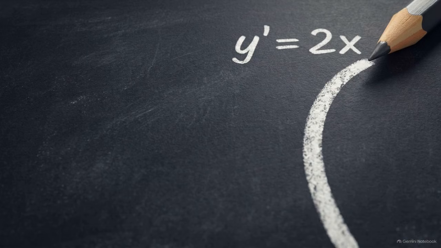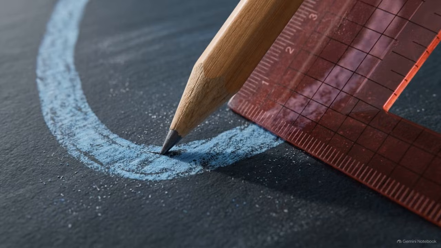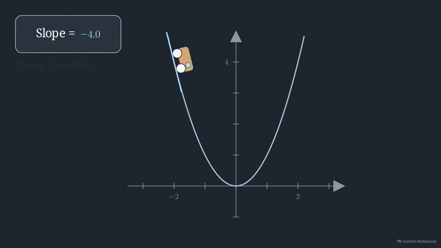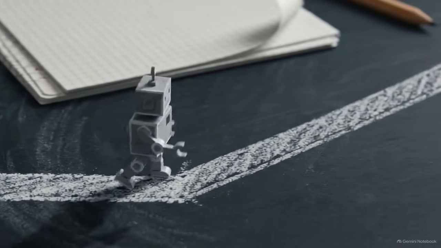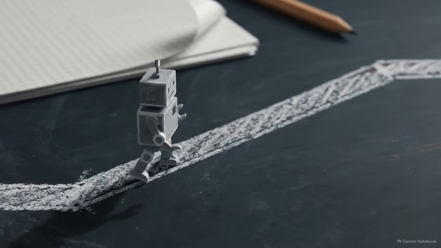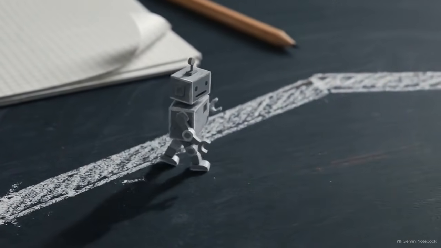Now that the shape is drawn, we can use the derivative equation to measure exactly how steep the curve is at any point. A robot at x equals -2 has a derivative of -4, a steep downhill slope. At the origin, the derivative is 0, making the path completely flat. Moving to x equals +2, the derivative is +4, climbing steeply uphill. The graph shows the shape of the path, but the derivative gives us the dynamic data, the exact steepness at every moment along that path.